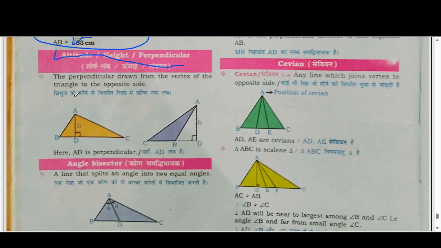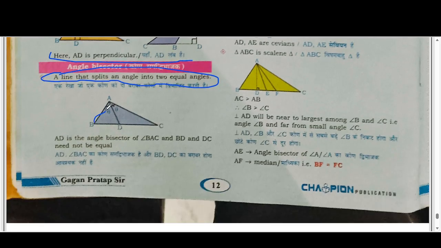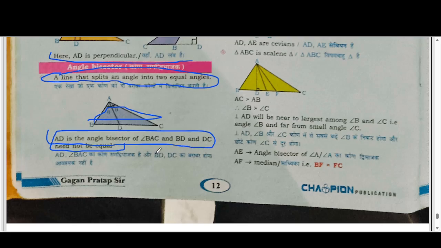Height and perpendicular: the perpendicular drawn from a vertex of the triangle to the opposite side. Here AD is the perpendicular. Angle bisector: a line that splits an angle into two equal angles, theta and theta. AD is the angle bisector of angle A, and BD and DC need not be equal.